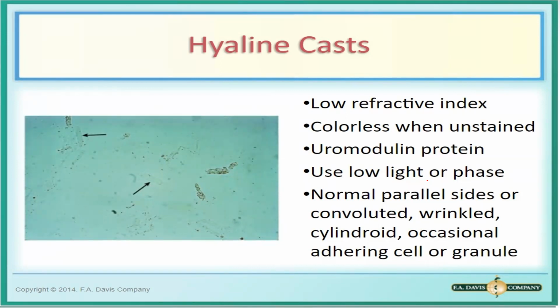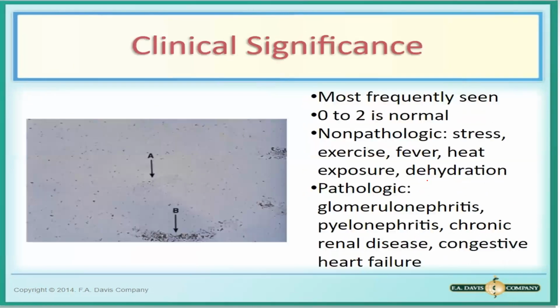Increase yan, physiologic causes lang. Sinabi natin kanina, nag-increase ang excretion ng Tamm-Horsfall protein because of stress and exercise. Ganon din sa hyaline cast: because of stress and exercise, fever, heat exposure, and dehydration, nag-increase ang hyaline cast. So these are cases na nagkakaroon ng urine stasis within your kidneys, kaya nag-i-increase si hyaline cast. Pathologic causes could be glomerulonephritis, pyelonephritis, renal diseases, and congestive heart failure.